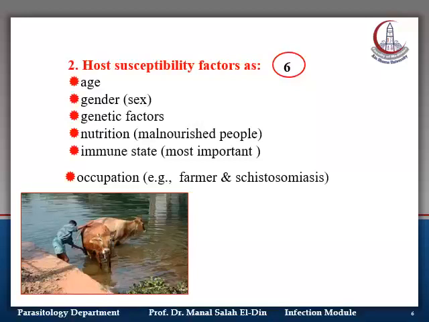Then we have the nutrition of the host. Malnourished people, of course, are more susceptible to parasitic infection. Then the immune state, which is the most important one. And last, the occupation of the host, such as the farmer and schistosomiasis or bilharziasis, which makes him more susceptible to come in contact with the infective stage, and so he will acquire this infection.